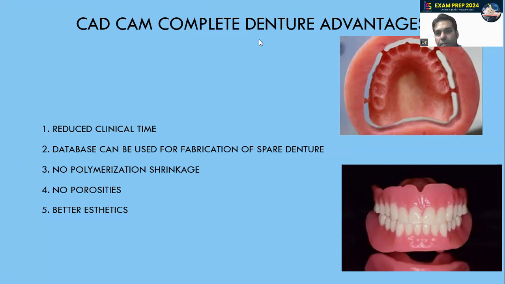Now again, the complete denture can be fabricated in two different ways. The entire complete denture can be fabricated from a single block, and in another technique, we just have to mill the denture base, and the teeth will be bonded into the milled portion.